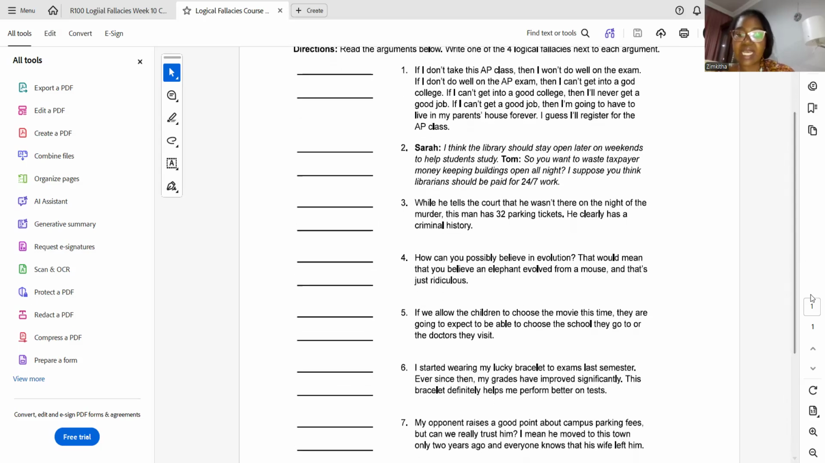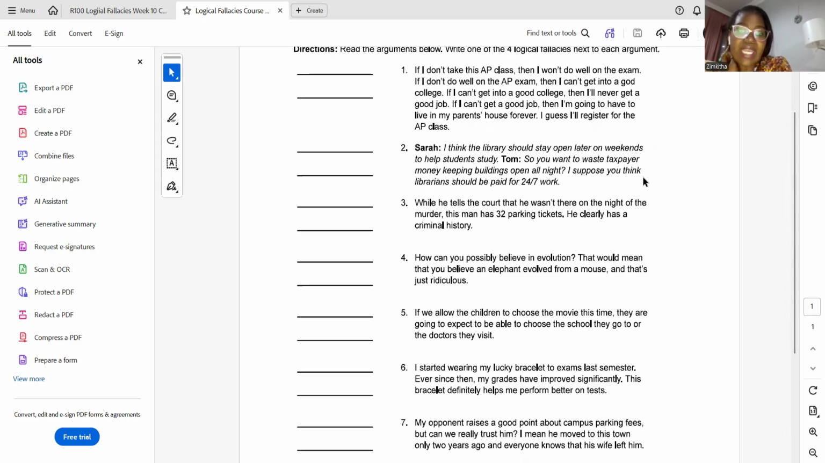Number 2 says, Sarah: I think the library should stay open later on weekends to help students study. Then Tom says, so you want to waste taxpayers' money keeping the buildings open all night? I suppose you think librarians should be paid for 24/7 work. All right. What do you think this fallacy is? It's a classic straw man fallacy.